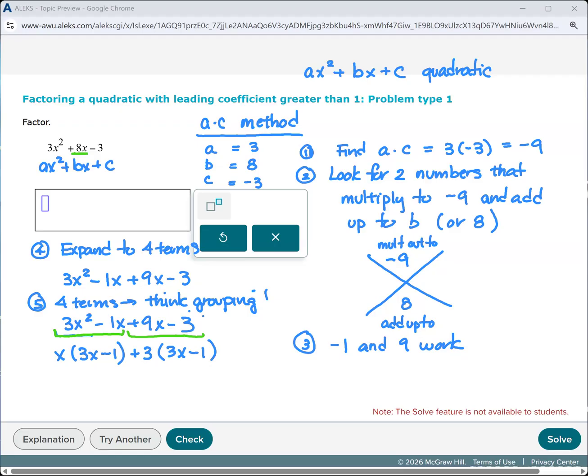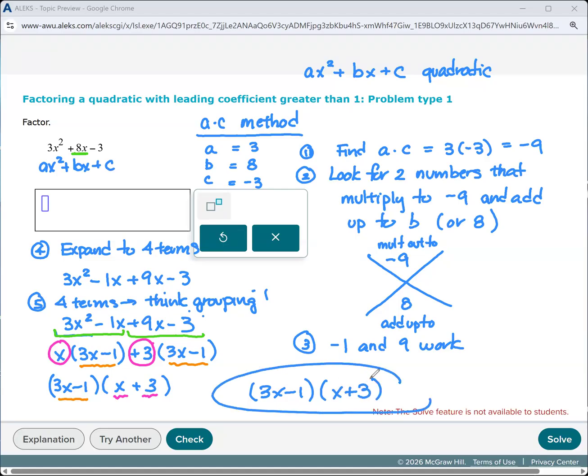So now I can factor out that binomial. This is good. I see that I have a 3x minus 1 here, so I factor that out. And then what am I left with inside? I'm left with an x and a plus 3, so I'll have an x plus 3. And I factored out the 3x minus 1. So my final answer is 3x minus 1 times x plus 3. And that's my answer in factored form.